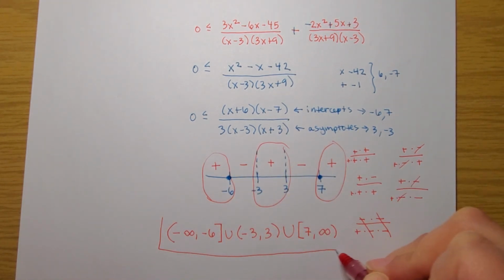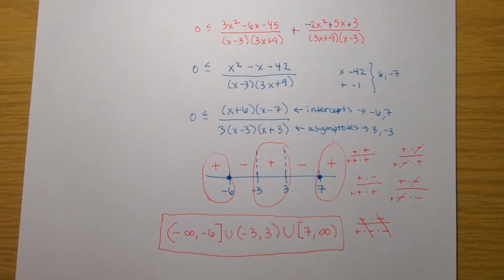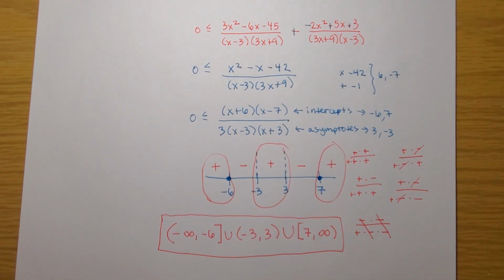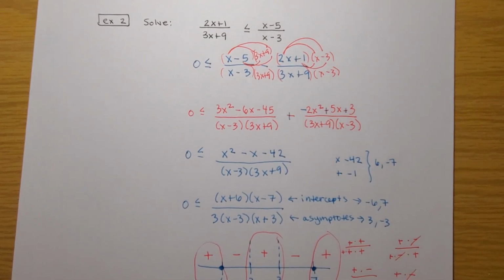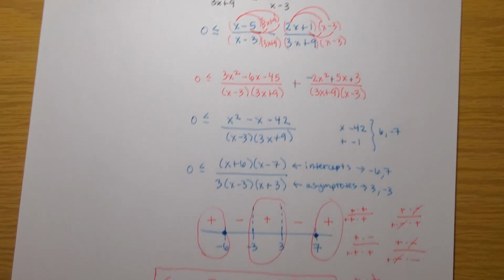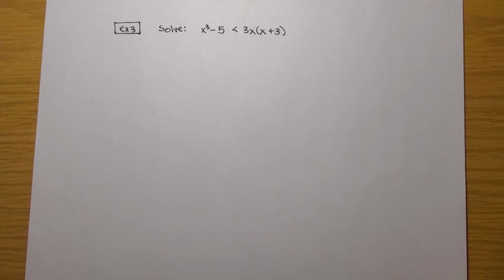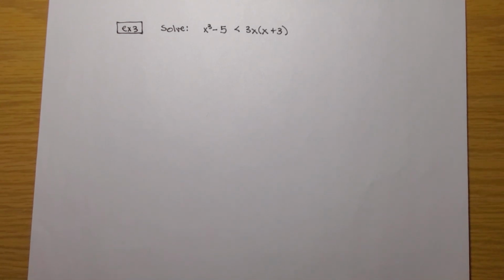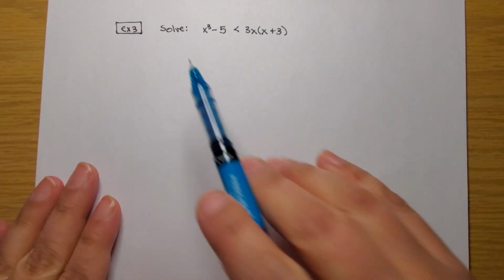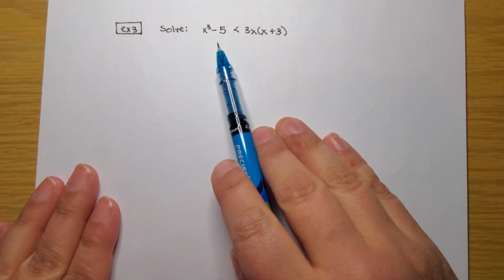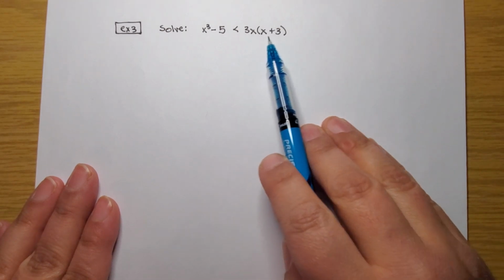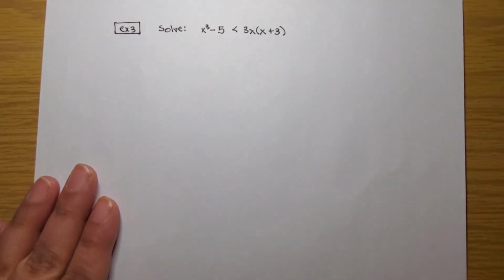So, that is our solution to what looked like it was going to be a simple cross multiplication, but in the end turned out not to be. All right, so let's do one more that involves polynomials. So for this example, we're going to solve x cubed minus 5 is less than 3x times x plus 3.